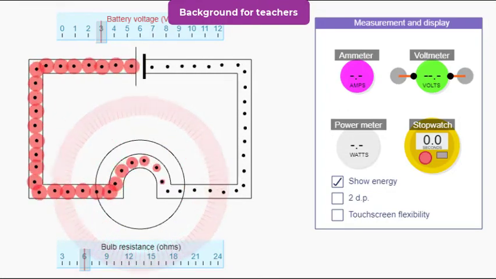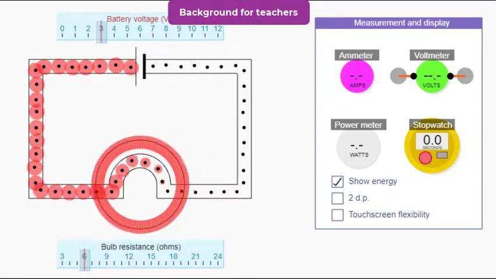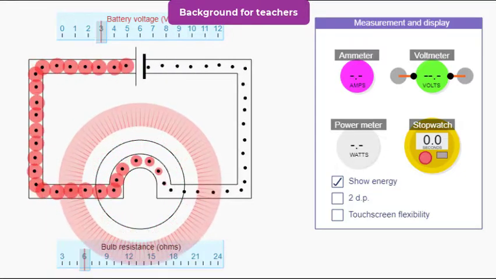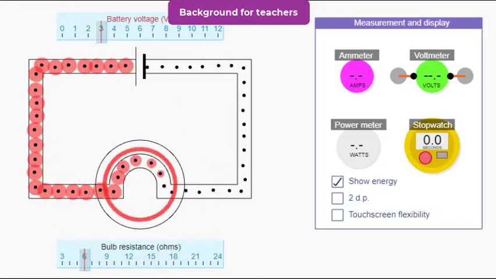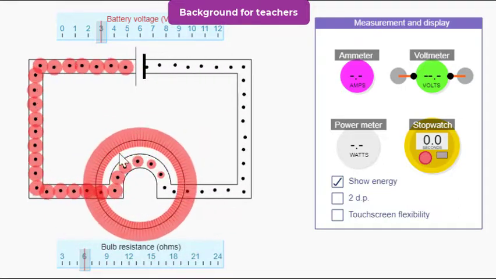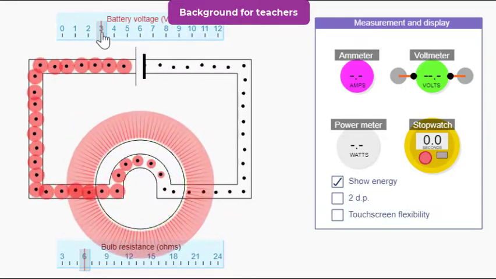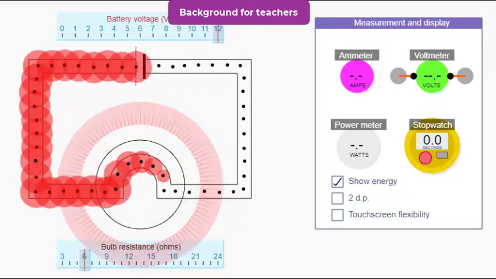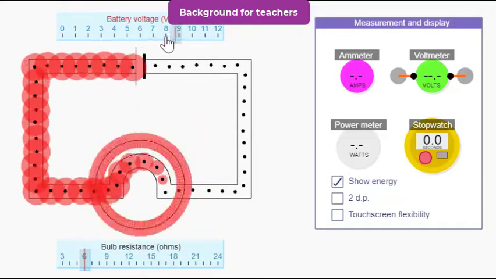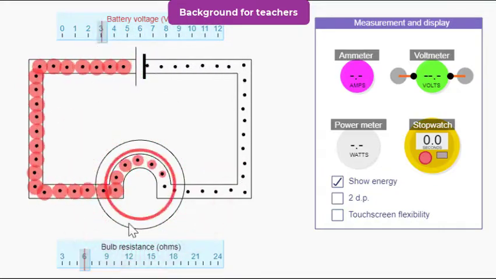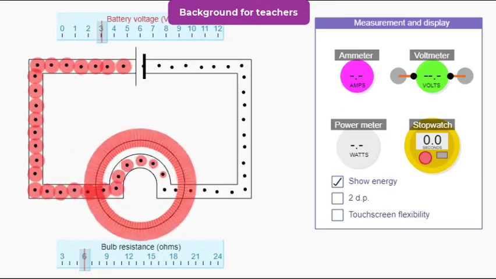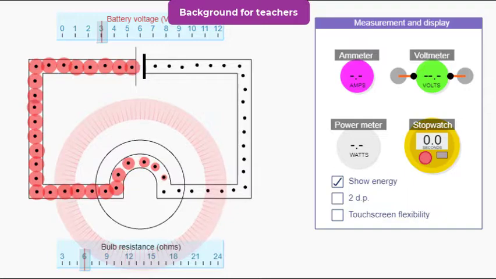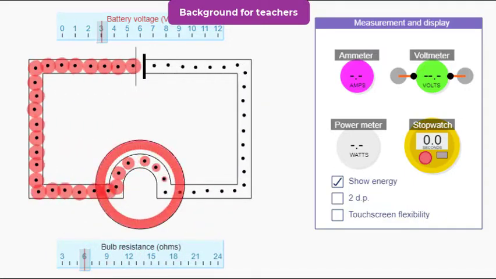I'd probably introduce the topic by saying something like, in our simulation, the expanding red energy circle shows how quickly energy is spreading out into the environment. If the energy is spreading out quickly, then the bulb is bright. If it's spreading out slowly, then the bulb is dim. How quickly energy is shifted is called power. High power means shifted quickly.